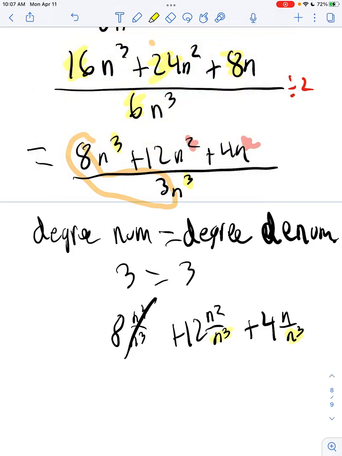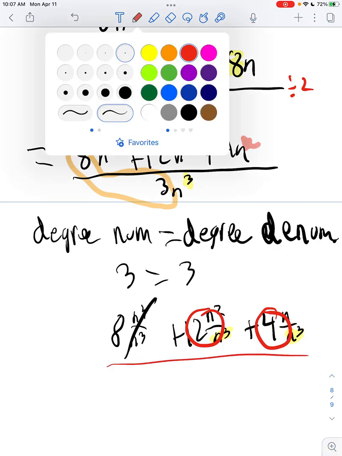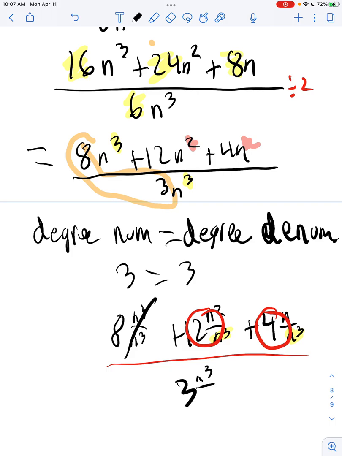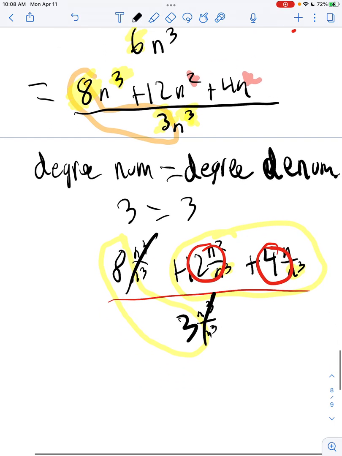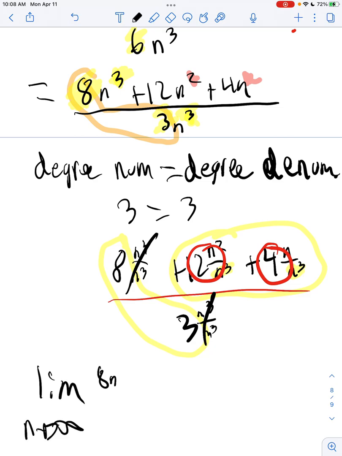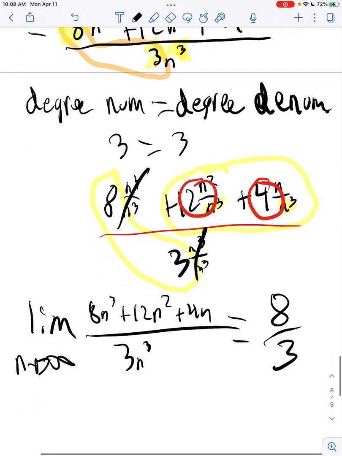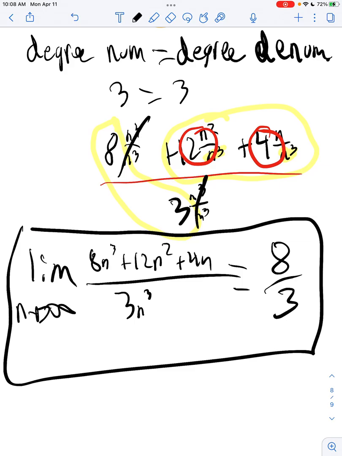As we're approaching infinity, our denominators are getting bigger, so the n squared over n to the third term is going to equal 0 and the n over n to the third term is going to equal 0. And n to the third over n to the third cancels out. So it's almost like a mini shortcut. If you see that your degrees are the same, you know that your limit is going to come from the leading coefficients. And we're going to get the limit as n approaches infinity of 8n to the third plus 12n squared plus 4n all over 3n to the third equals 8/3.